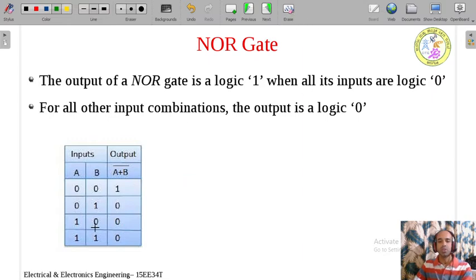So remember, for the OR gate, when both are 0 0, the output is 0. So the complement of that 0 is 1. And for all other cases, the output is 1 and the complement of 1 is nothing but 0. So this is how we are able to remember the truth table of the NOR gate.